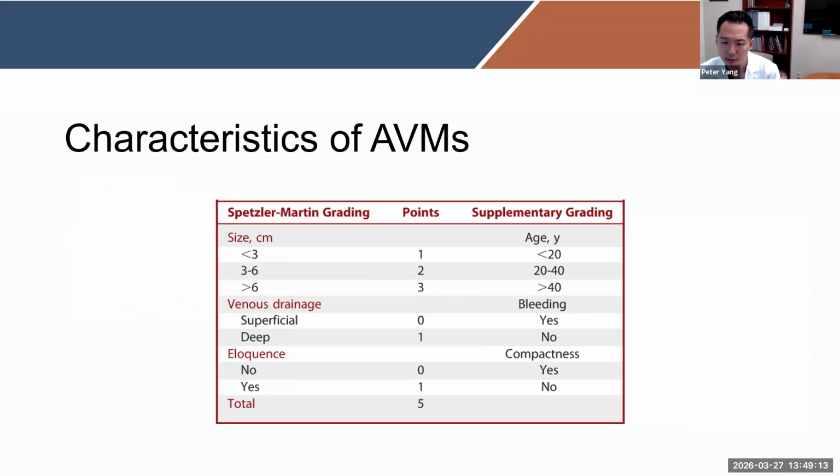AVMs are standardly characterized by size, venous drainage pattern, and whether the AVM is located in eloquent brain. These factors are associated with risk of open surgery. Recently, the Lawton-Young supplementary grading system, which includes age, hemorrhage status, and compactness, has improved the predictive accuracy for surgical outcomes in AVMs.